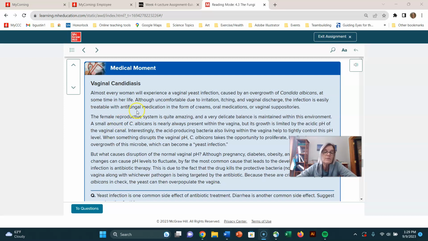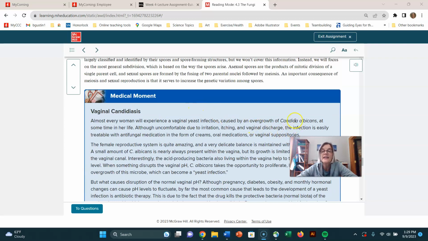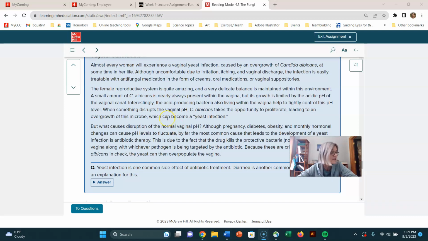A lot of women will find that when they eat a lot of sugar, it causes yeast infections, because the sugar ends up in the secretions in the vagina, and that favors the growth of yeast. So being aware of that can help you understand a little bit about how an opportunistic fungal infection can occur.